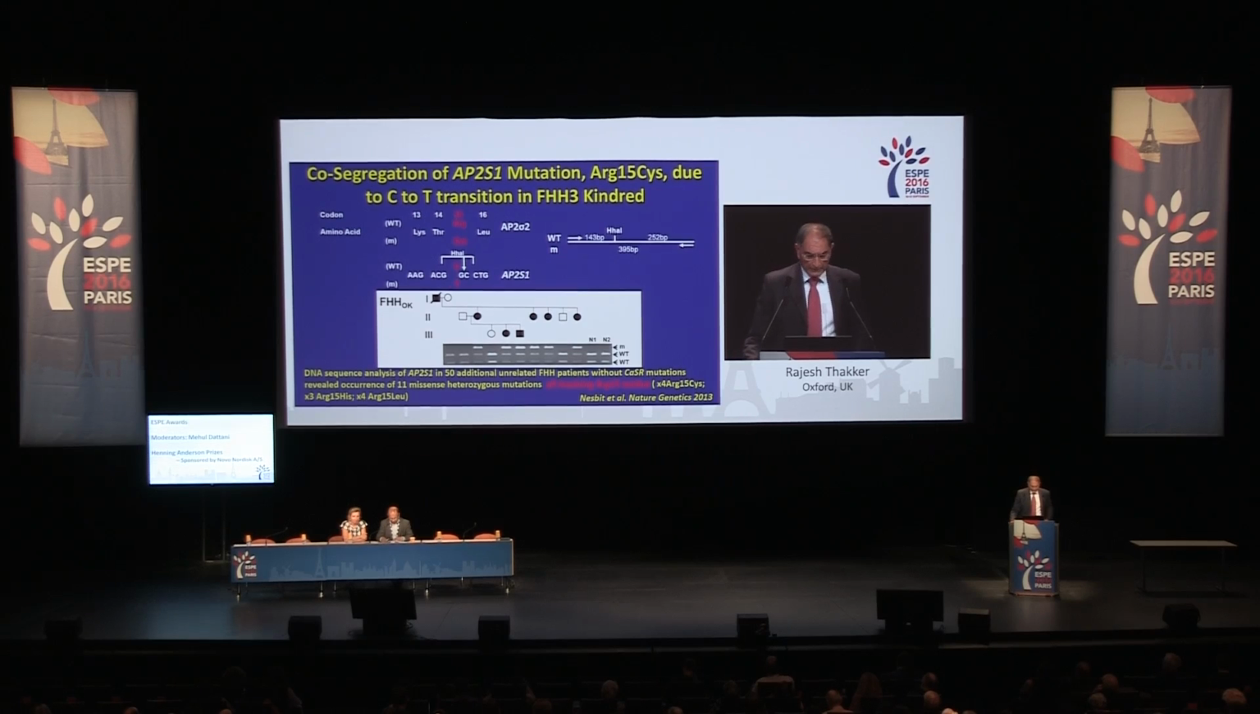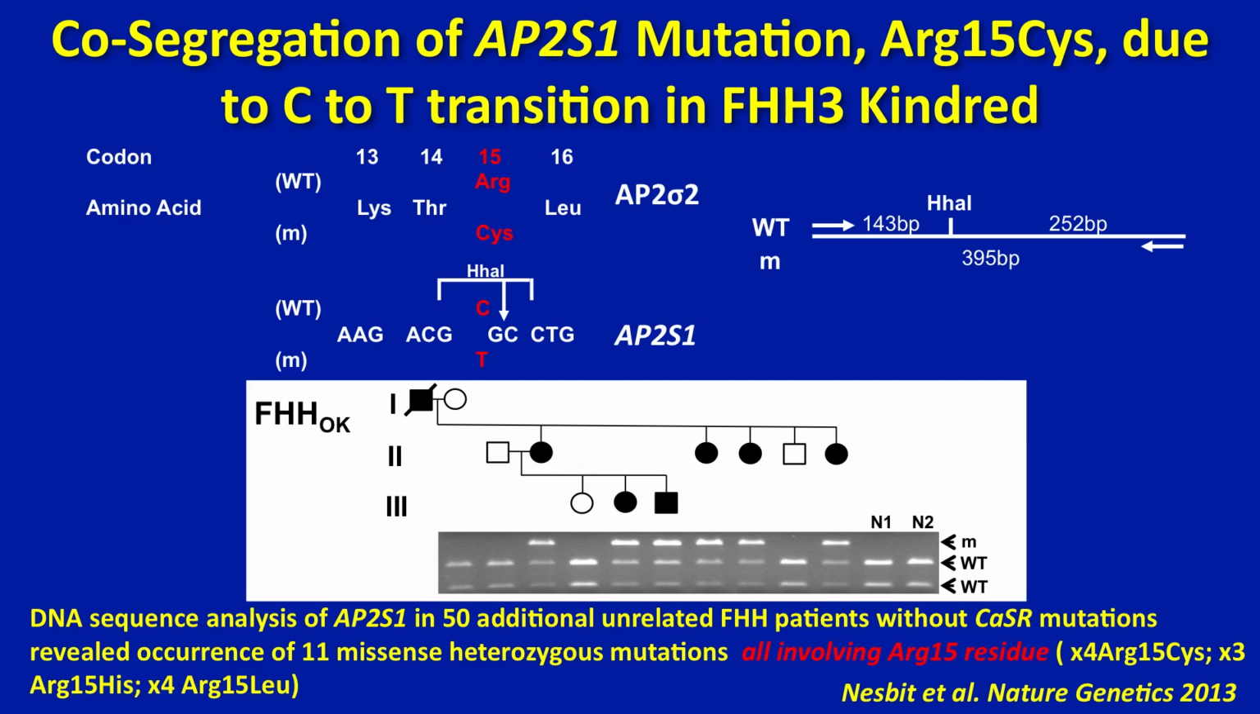So just to show you the co-segregation, we used the restriction enzyme assay for this. The mutant band is up here, and you look at all of these individuals who are affected, and they've got the mutant band, and they've also got all the wild type bands. It's heterozygous for this. So there's co-segregation of this mutation.